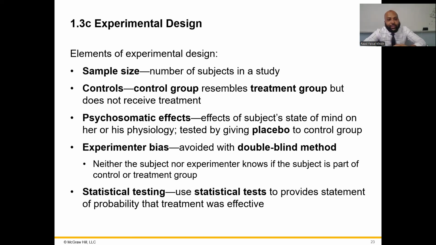So what are the elements of the experimental design? There's a sample size, where there's a number of subjects in a study.